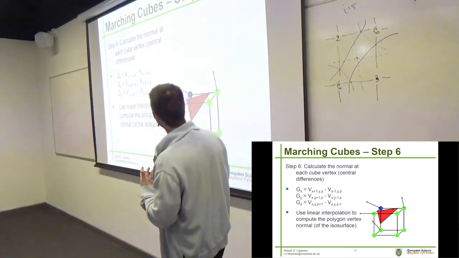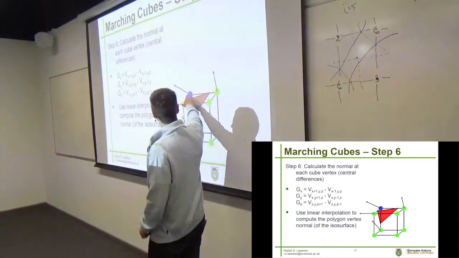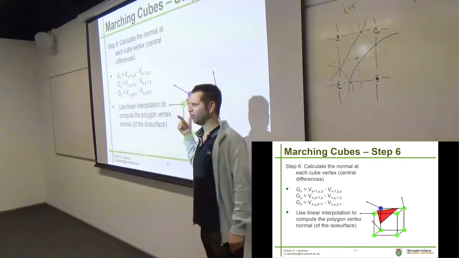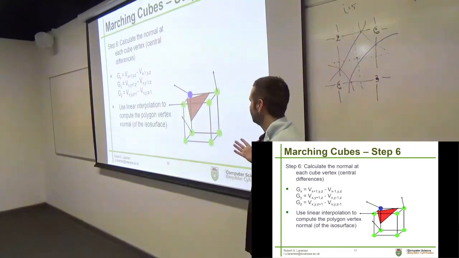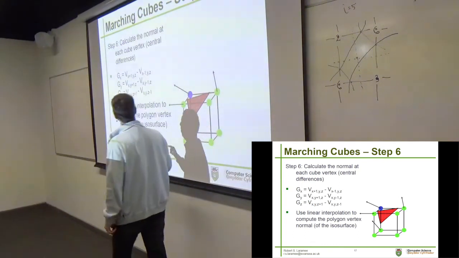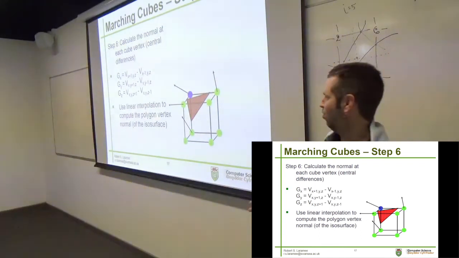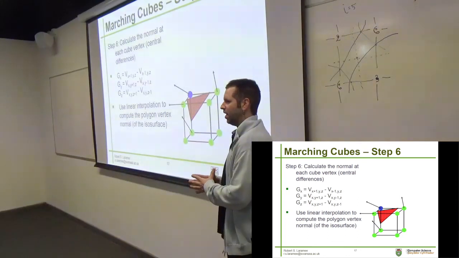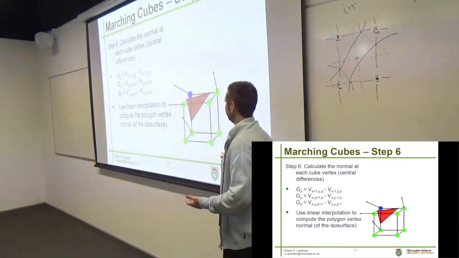So the first step is to calculate the normal vector at each cube vertex. So these are cube vertices, and we're deriving very arbitrary normal vectors. They're not corresponding to any surface, but we're going to get them to correspond to the surface. So how can you generate normal vectors for vertices in a reasonable and systematic way that makes sense? And that's what this slide is trying to answer.